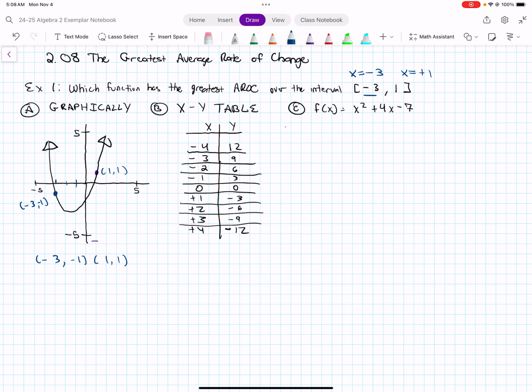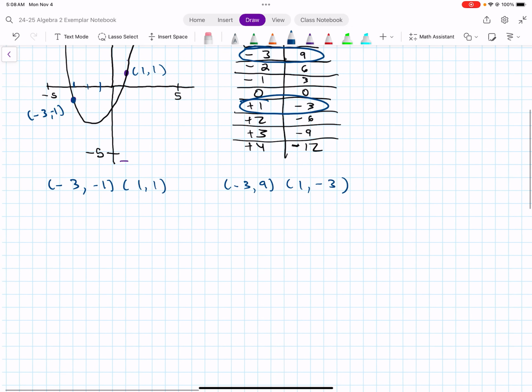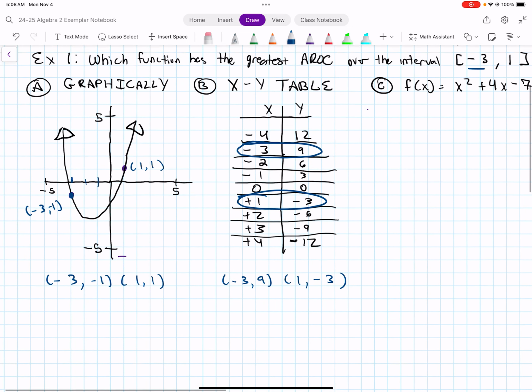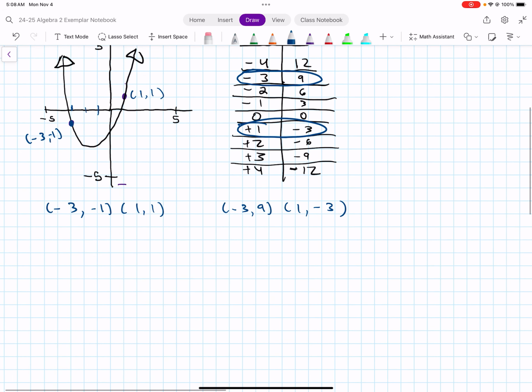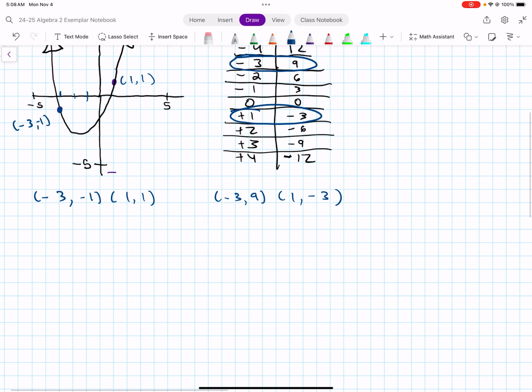For the xy table, -3 is right here at -3, 9. And 1 is here at 1, -3. We're going to do the function later, but in both of these cases right now, we're solving for slope. So first step is to identify the points. Second step is to solve for slope.